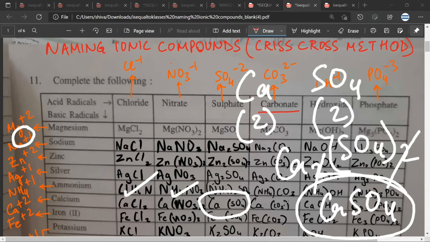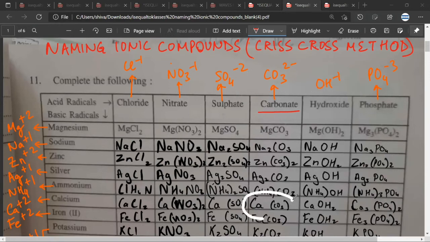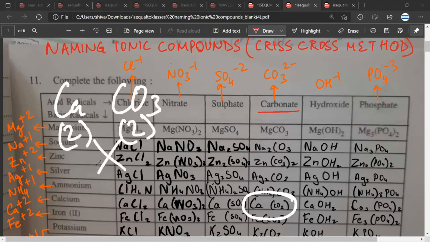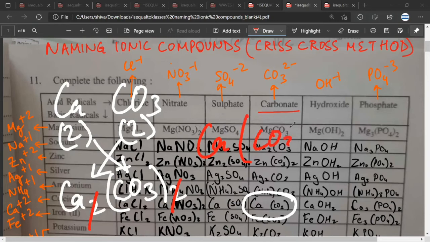Absolutely correct, Mr. Satya. This one, is it correct or incorrect? No, sir. There shouldn't be brackets again. Shabash. Absolutely correct. Why there shouldn't be a bracket? Because this common 2 will cancel. The compound can be written as CaCO3. We don't require a bracket, and therefore my final answer would be CaCO3.